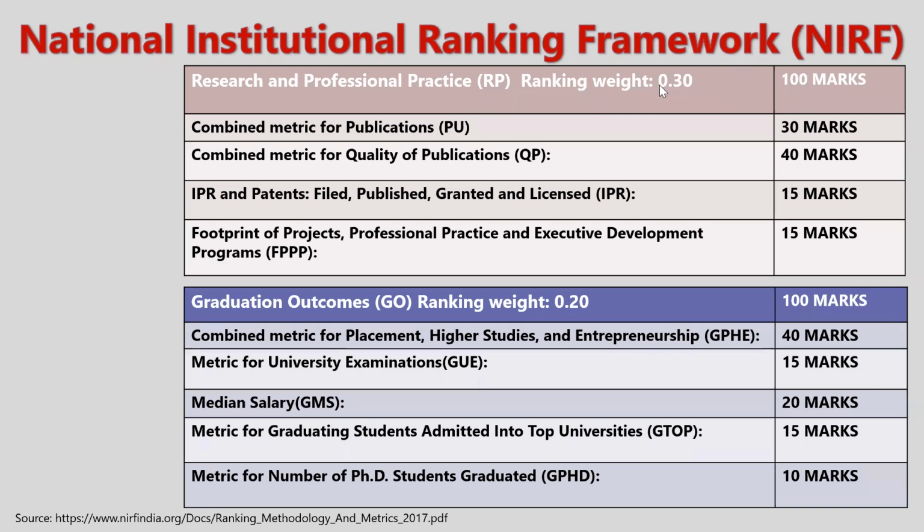In NIRF they assign some weighted ranking, like here 0.3 is assigned for research and professional practice, with a total of 100 marks, and graduation outcome ranking weight is 100 marks. Here I am concentrating on how much marks are assigned in the ranking if I want to gain some marks. It is around 15 marks. So for IPR it is 15 marks.